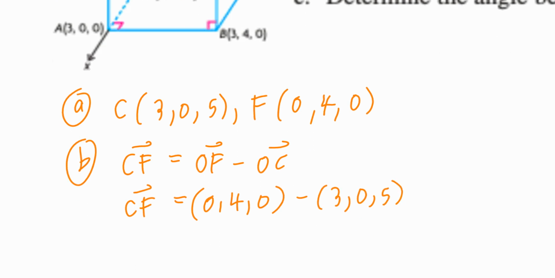So now, vector CF equals 0 minus 3, that's going to be negative 3. 4 minus 0, that's going to be 4. And 0 minus 5 is going to be negative 5.